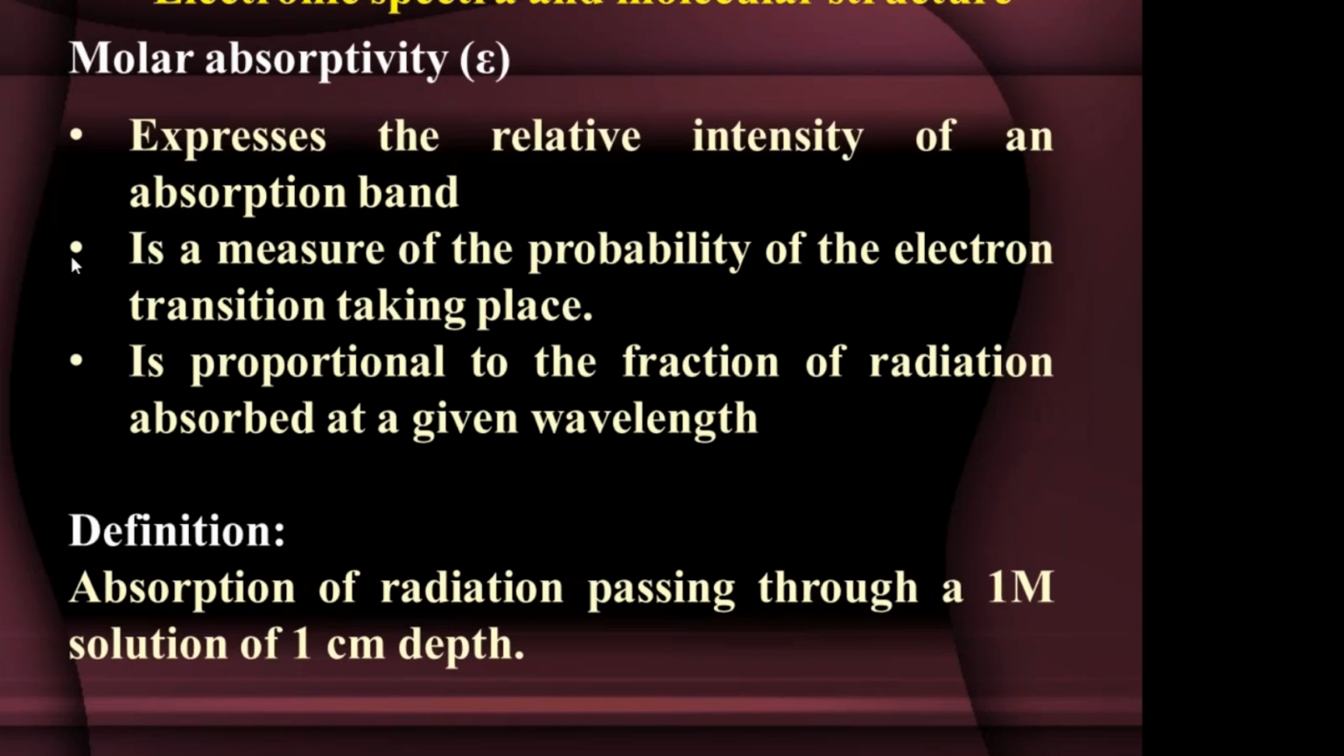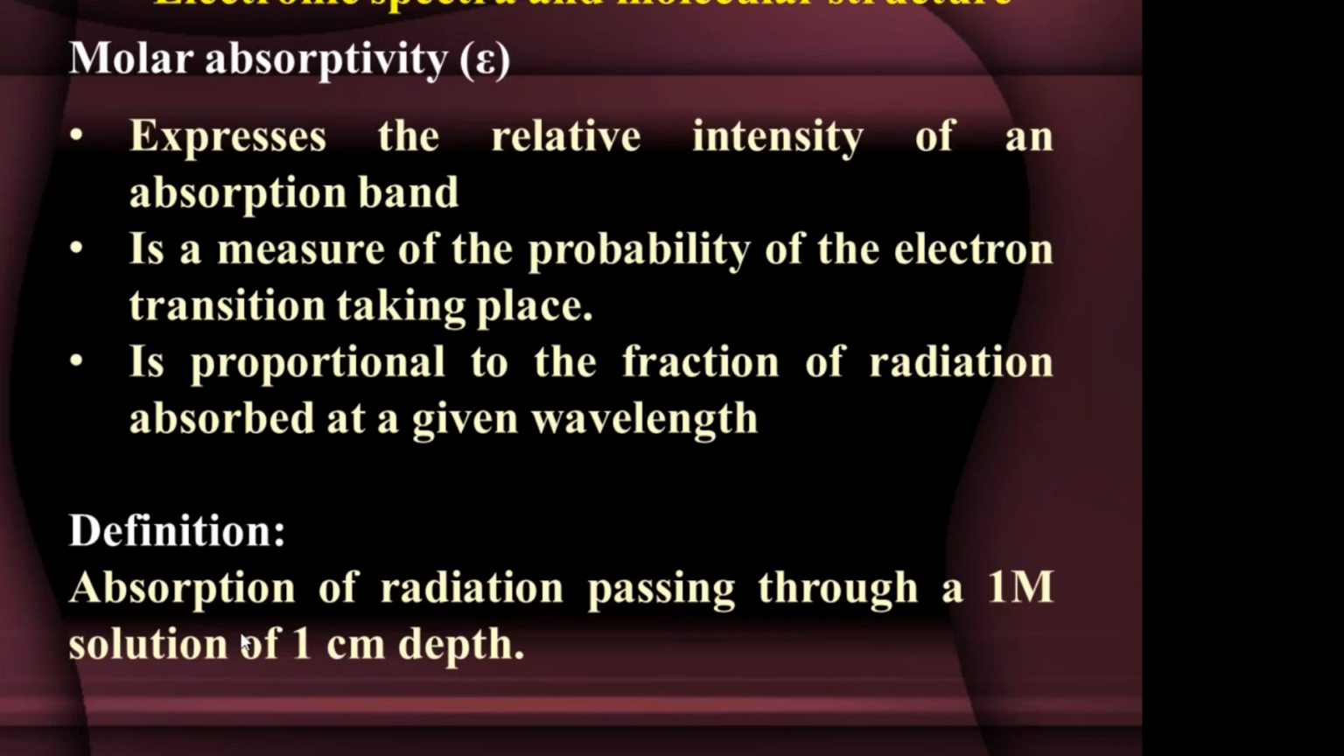So what is molar absorptivity? We just saw the epsilon value in the last slide. It expresses the relative intensity of an absorption band. You could also say it's a measure of the probability of the electron transition taking place. Greater the probability, greater the relative intensity. And it is proportional to the fraction of radiation absorbed at a given wavelength. So how much is absorbed? Ultimately it depends upon absorption. Greater the absorption, greater the probability, greater the intensity.